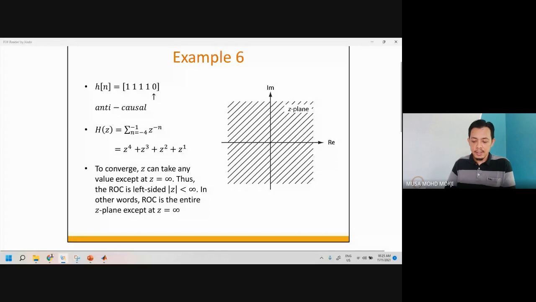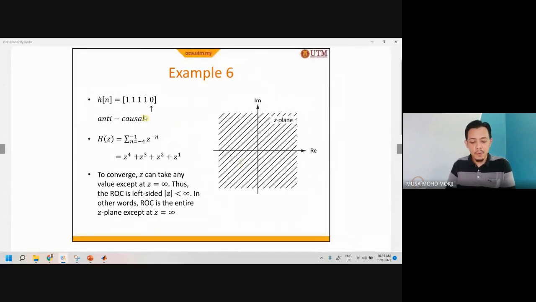And this is example 6. When we look at this one, this is actually non-causal. How do you know this is non-causal? There are three methods to test stability and causality. One of them is to check the impulse response. So what is h[n]? h[n] is the impulse response.